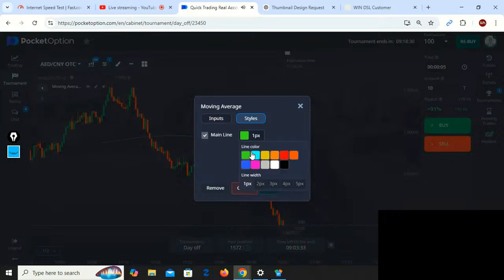I like to change the colors to pink because in case we have ladies watching, which is very rare. I don't know why ladies don't trade. The ladies are much better than us. I know this from my wife.